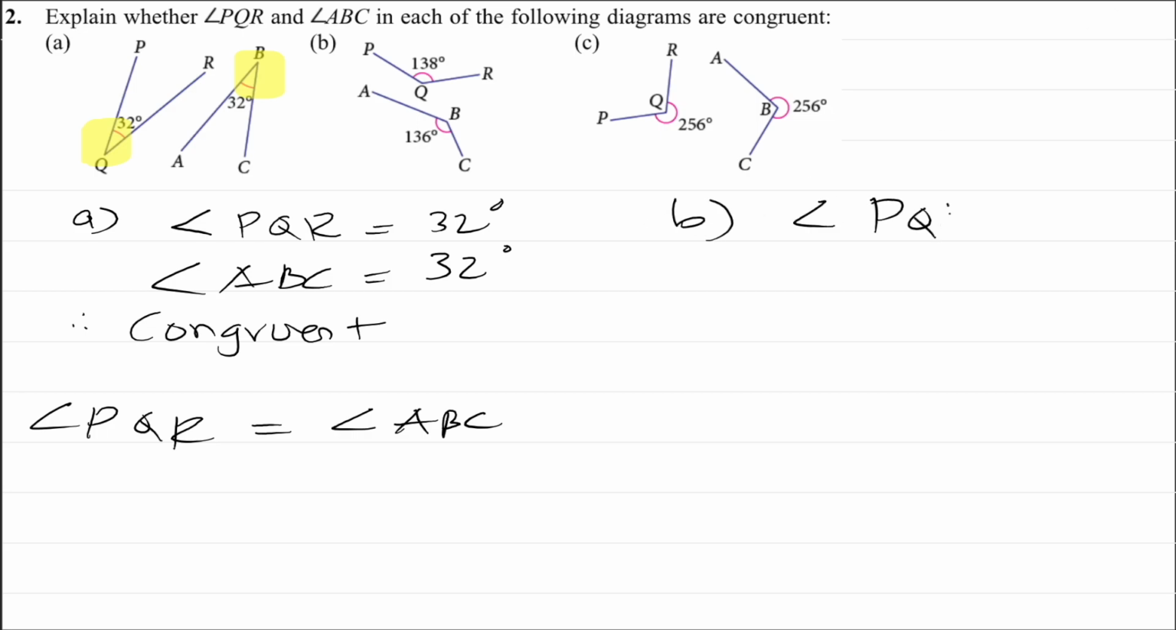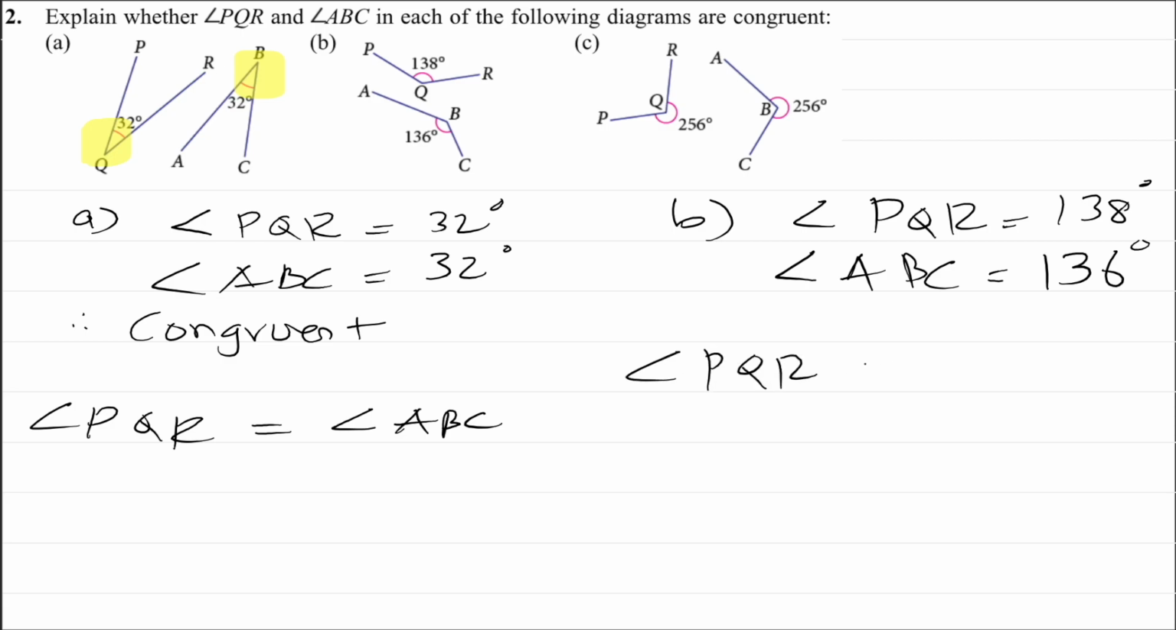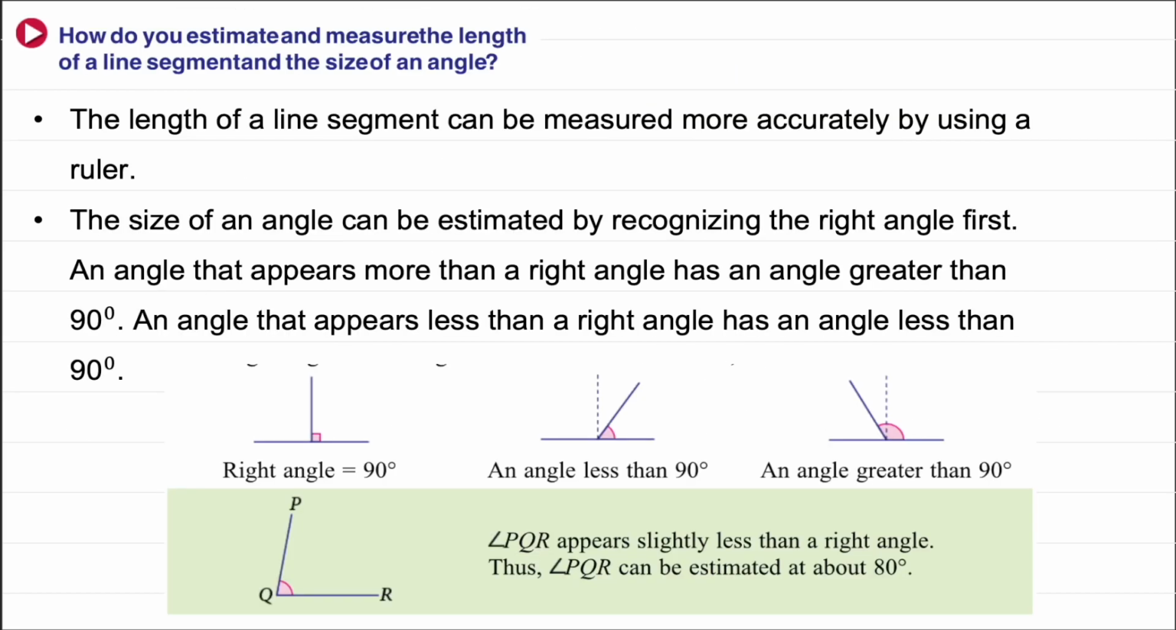Tengok B pula. Angle PQR adalah 138 degrees. And also angle ABC adalah 136. So angle PQR tak sama dengan angle ABC. So conclusionnya not congruent. Boleh? Okay.